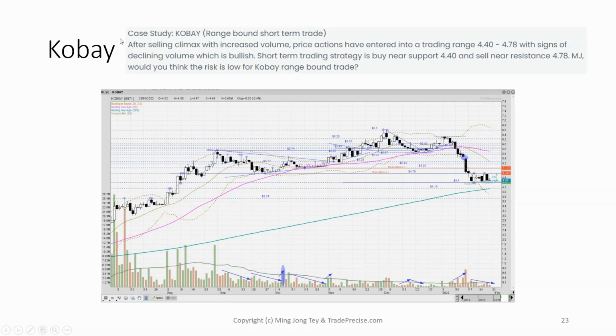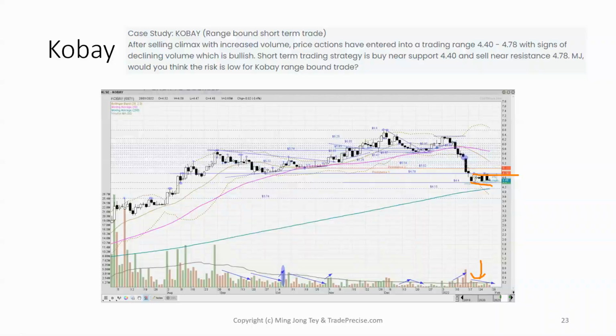Okay, Kobe. After selling climax, increased volume price action has entered into a trading range. Yes, certainly it is a range. Sign of declining volume. Yes. Short-term trading strategy: buy low, sell high. Okay. Risk is low.